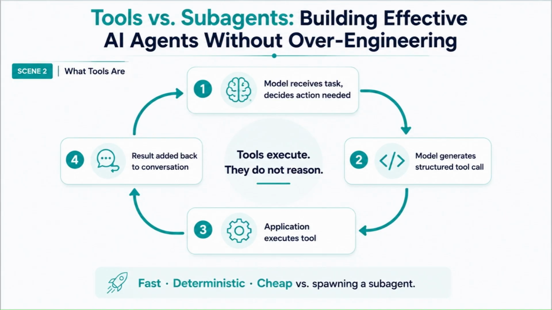The critical distinction to hold onto: tools do not perform reasoning themselves. They execute predefined operations and return data, nothing more. The model handles all the planning, interpretation, and decision-making around those operations. Because tools execute your code rather than spinning up another LLM call, they are typically fast, deterministic, and dramatically cheaper than spawning a subagent for the exact same task. This is the default building block every agent should start with.